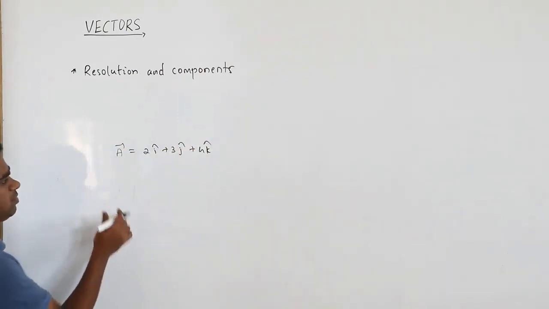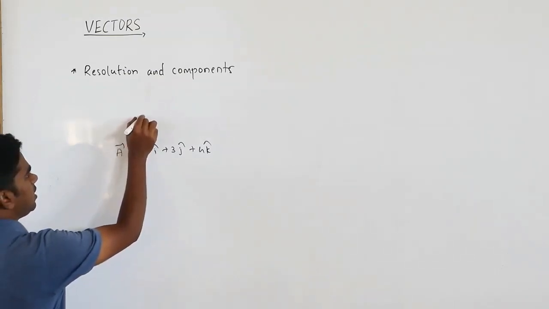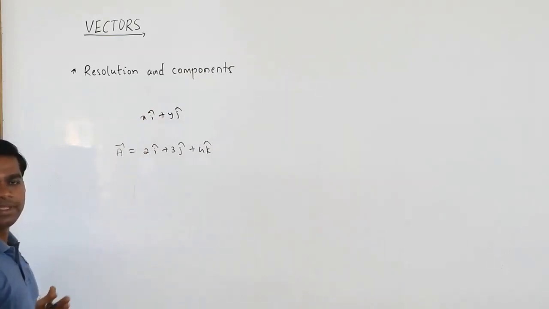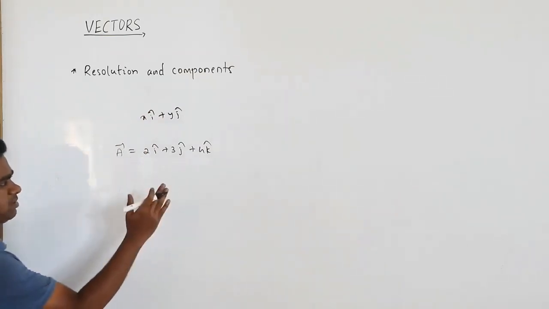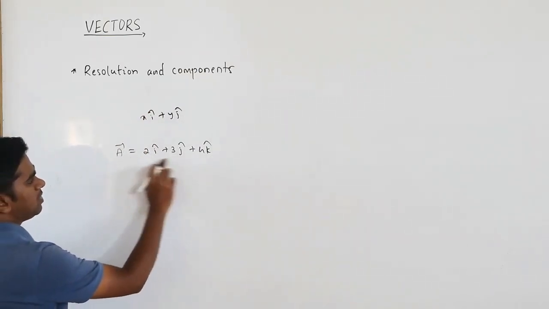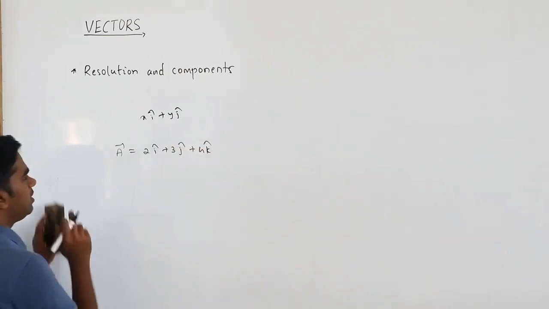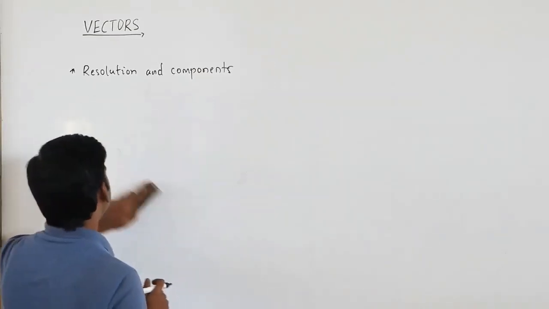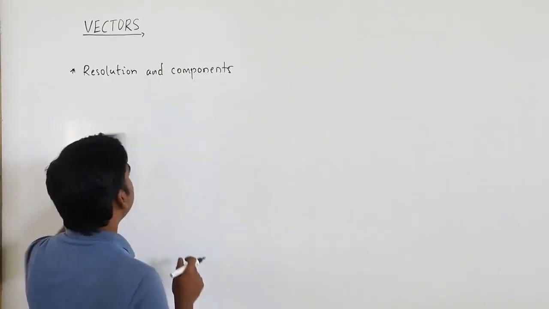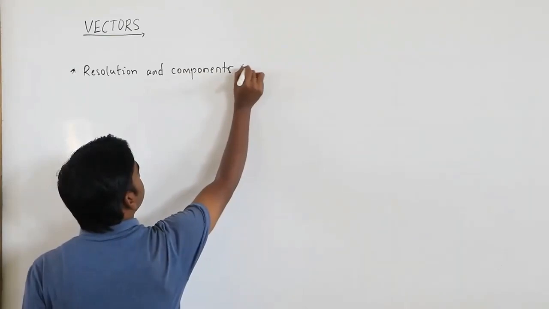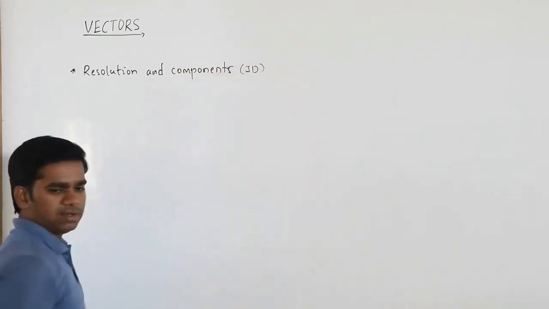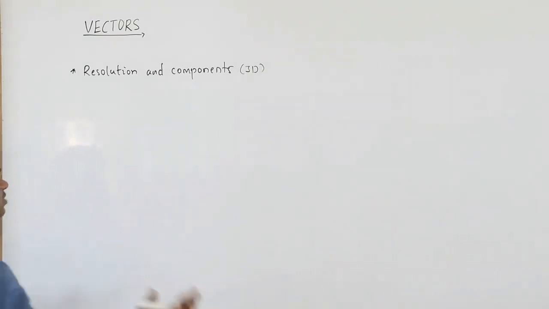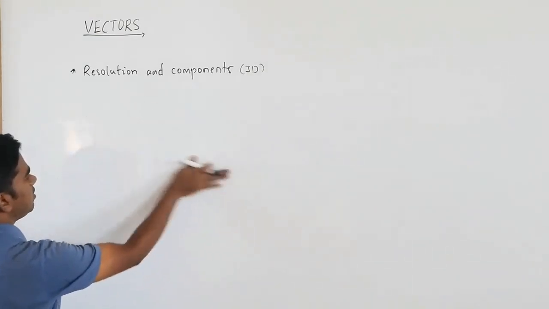So for whatever we have discussed, x i cap plus y j cap was for the plane. If the vector is in space, I mean in 3D, then k will also come. Okay, so we'll see how we can solve these kinds of vectors with 3 dimensions. Whatever we have discussed so far was in 2 dimensions, in the plane. Now we will see 3 dimensions.